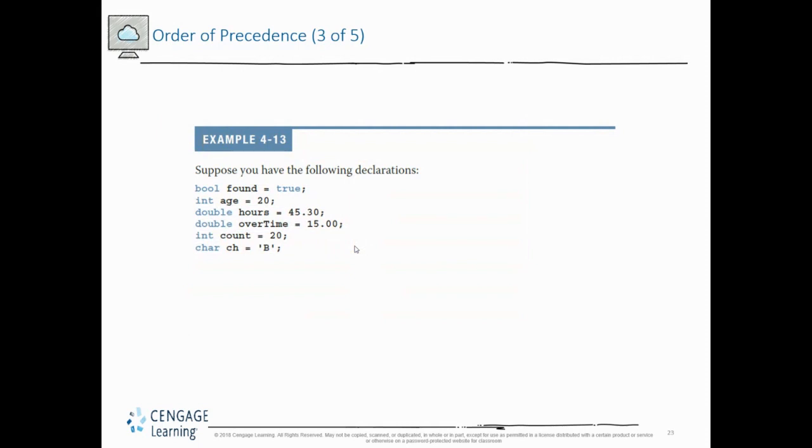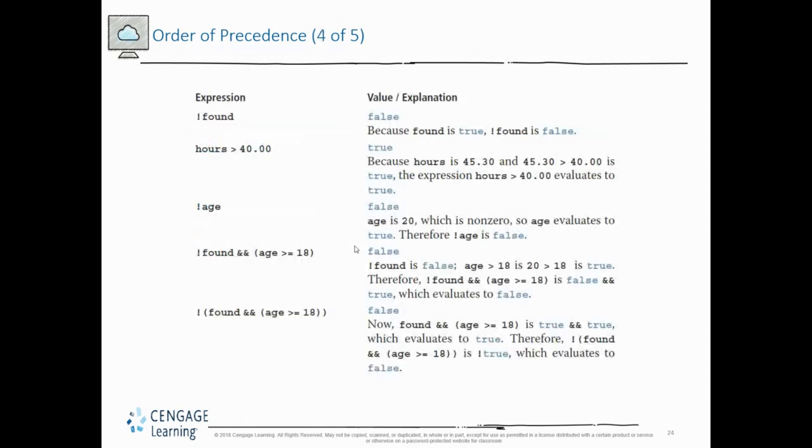Okay. All right, so suppose you have the following declarations. Bool found equals true. Int age equals 20. Double hours equals 45.30. Double overtime is 15. Int count equals 20. Char ch equals b. I'm not going to be able to go through all these, so I may not even be able to remember this in the next one.